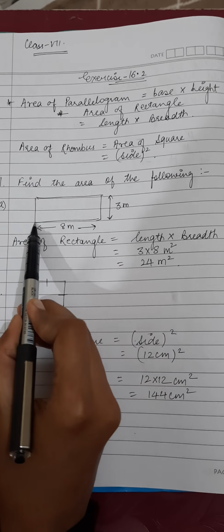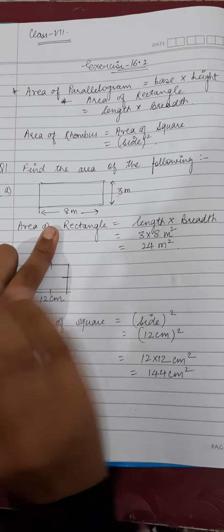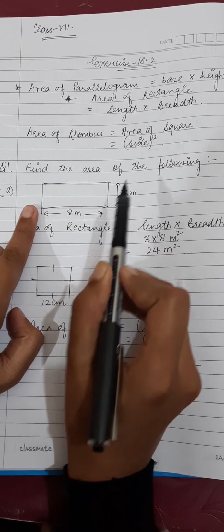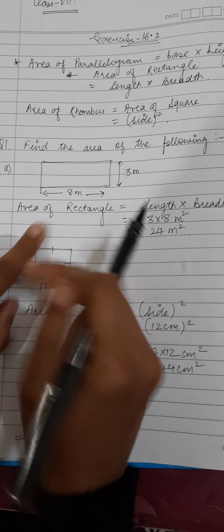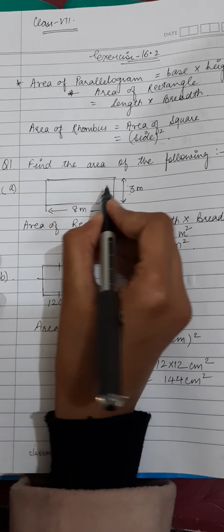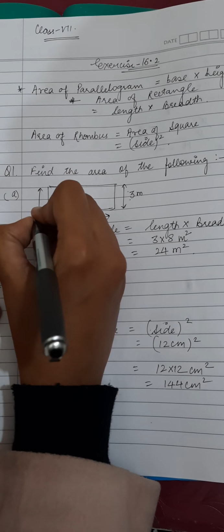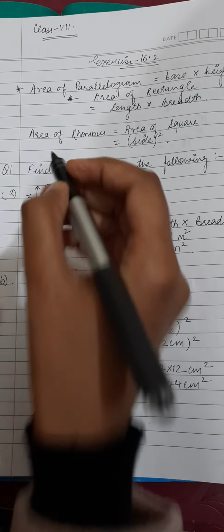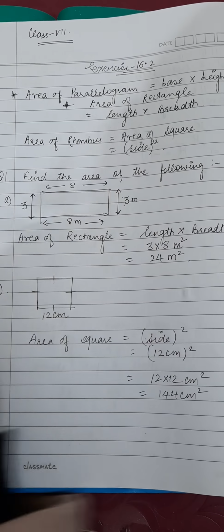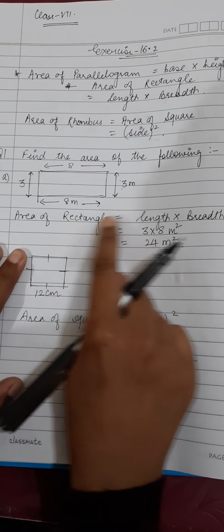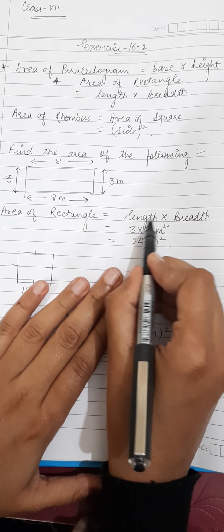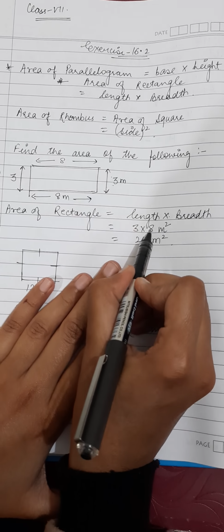Now this is a rectangle given to you and these are the measurements given to you. This is 8 and this is 3. Length is 3, breadth is 8. Now in the rectangle, opposite sides are equal. So if this is 3, this will also be 3. If this is 8, this will also be 8. And what is the area of rectangle? Length into breadth. Length into breadth means 3 into 8.